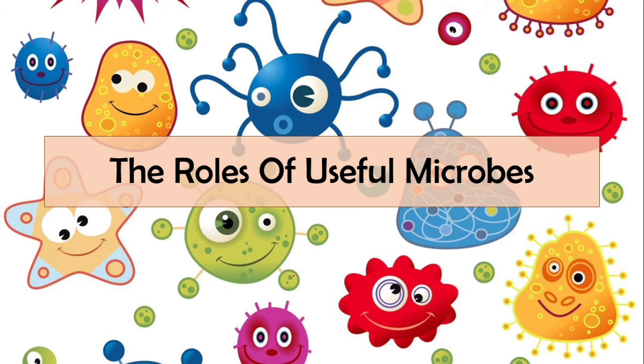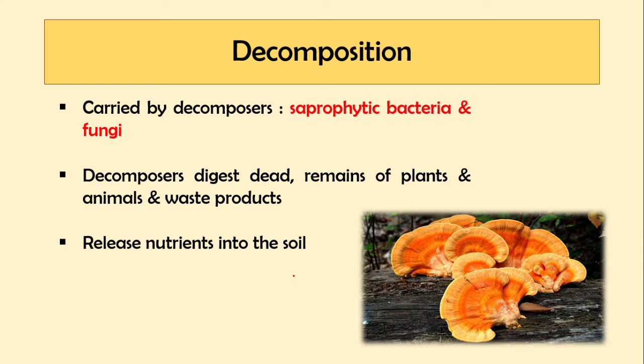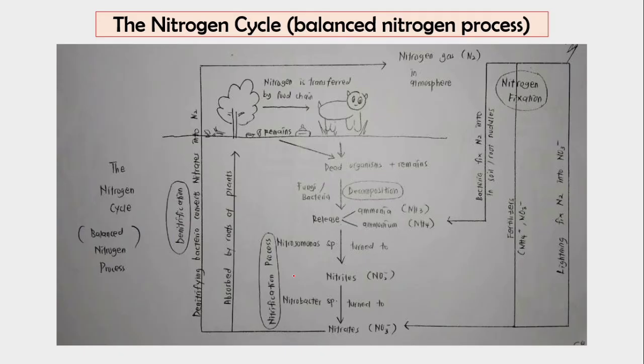Okay, the roles of useful microbes. Not all microbes are harmful. Some microbes are useful. Okay, microbes used for decomposition, carried out by decomposers such as saprophytic bacteria and fungi, which digest dead remains of plants and animals and waste products and release nutrients back into the soil. Okay, here is an example of the nitrogen cycle carried out by microbes.